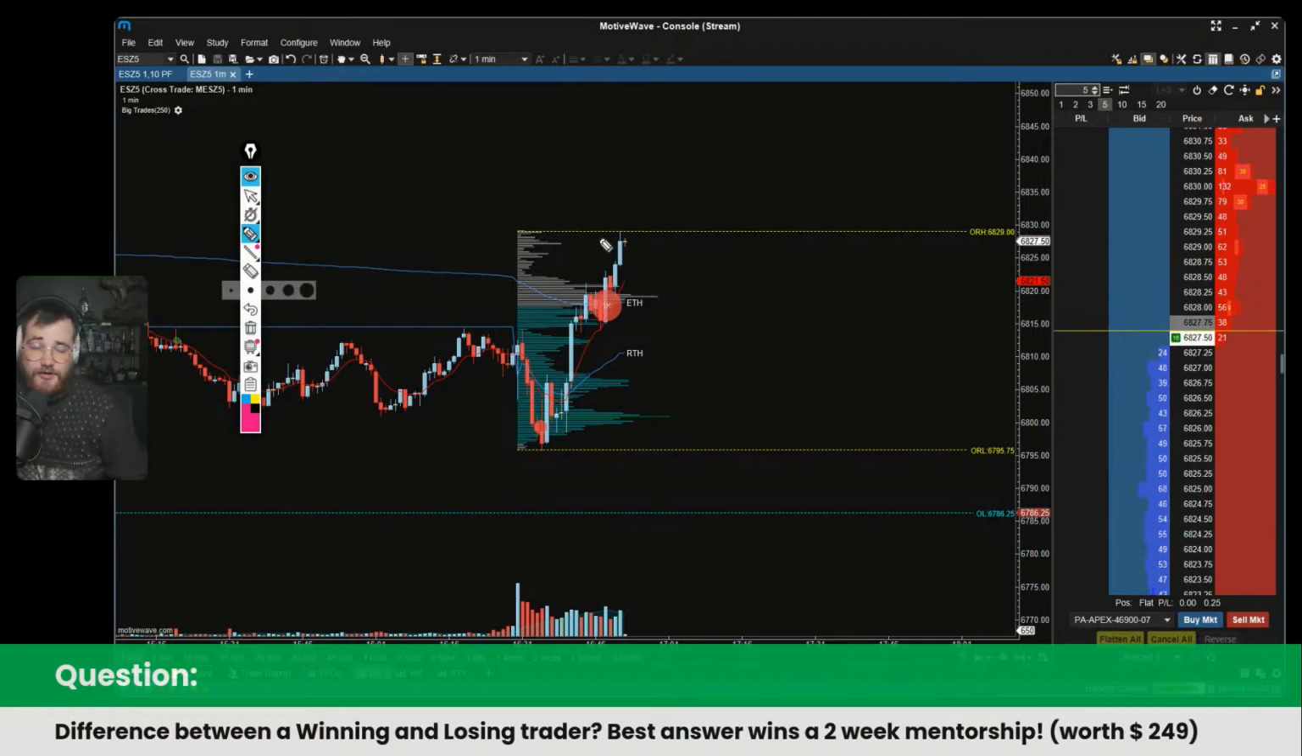So yeah, looks like scenario 1 is playing out here, where we pull back and then later on in the session have a small move into value. Small move into value.